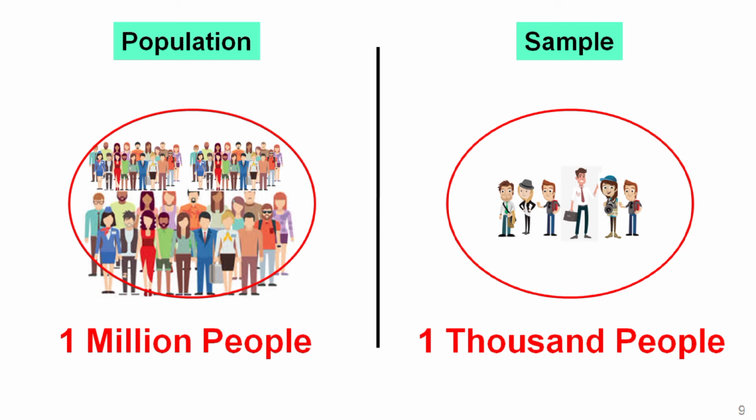But when you only opted to survey 1,000 people out of the 1 million people, then you are using the sample data. It is very important to give emphasis to the difference of these two so that we will be consistent with the formula we will be using. If we opted to use the population data, then we will be getting the mean, the standard deviation, and the kurtosis of a population data.